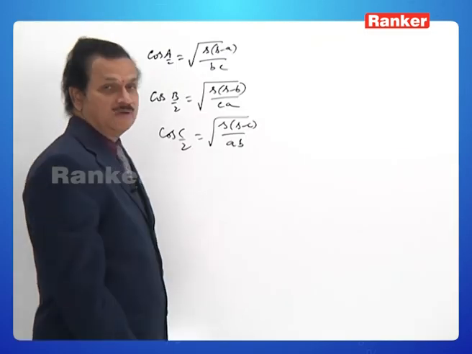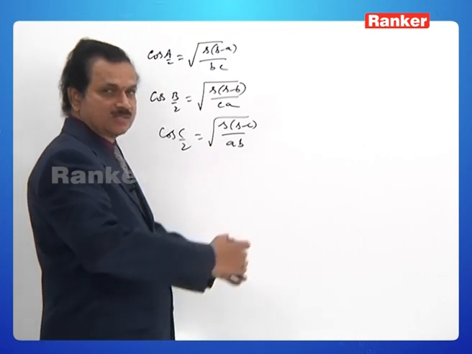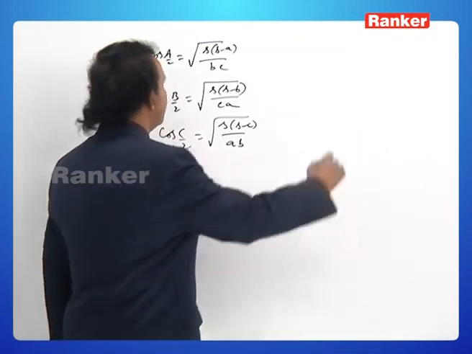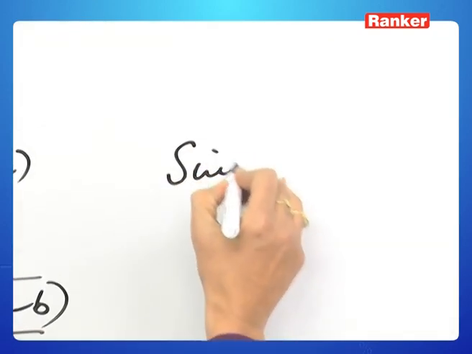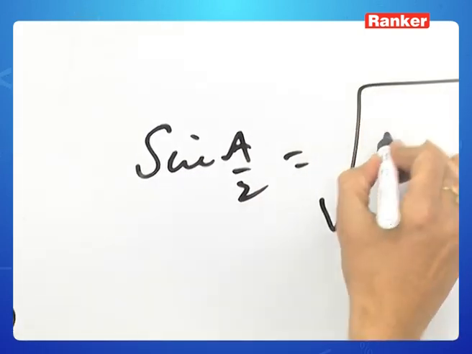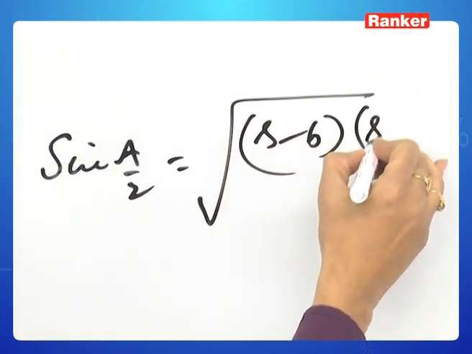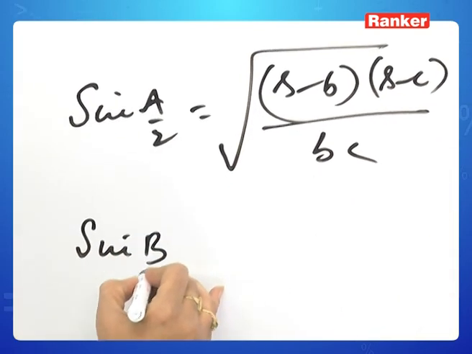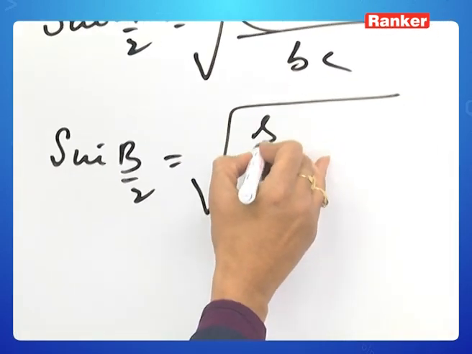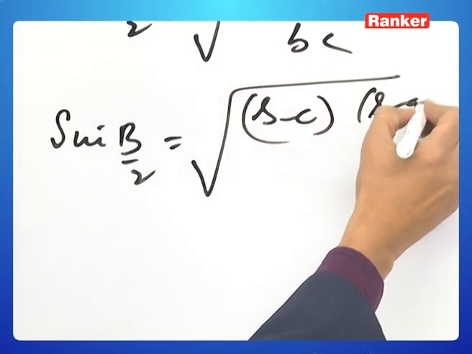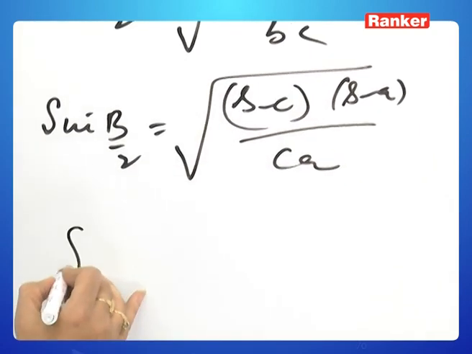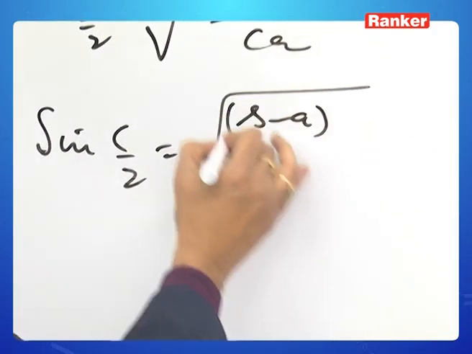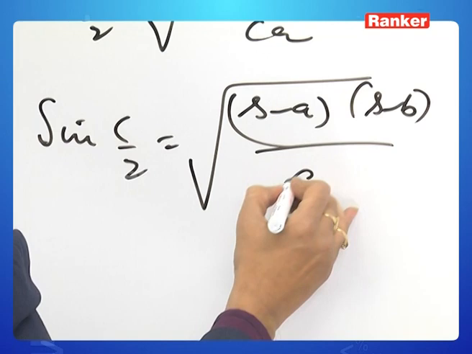Well done. Let us gather the previous sin A by 2, sin B by 2, sin C by 2 also at a stretch on the screen. Let us have sin A by 2 equal to square root of (s minus b) into (s minus c) by bc. Sin B by 2 is equal to square root of (s minus c) into (s minus a) by ca. Sin C by 2 is equal to square root of (s minus a) into (s minus b) by ab.